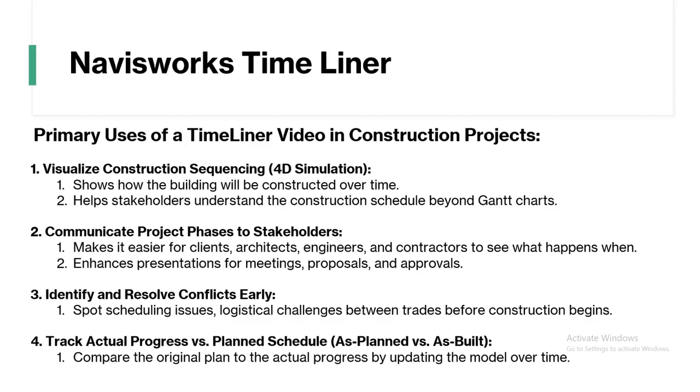Next one is identifying and resolving conflicts early. It can spot scheduling issues and logistical challenges between trades before construction begins. The next one is tracking actual progress versus planned schedule, as planned versus as built. So you can compare the original plan to the actual progress by updating the model over time.